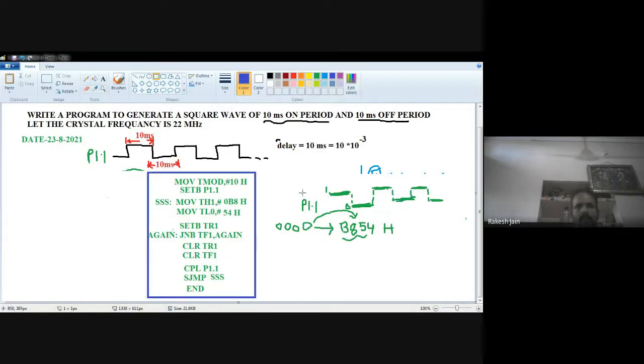So this is my complete program to find the 10 millisecond on period and 10 millisecond off period. Okay. If you have found it, yes, take a snapshot now. I hope you understand the complete program steps and the programming related to this. That is how we can generate a 10 millisecond on period and 10 millisecond off period square wave in a microcontroller. So I hope you understand.